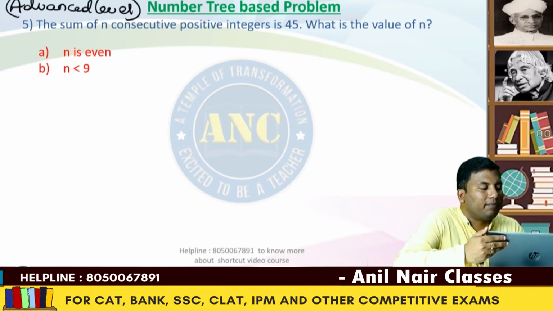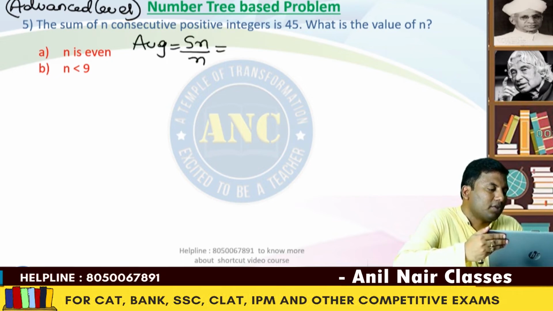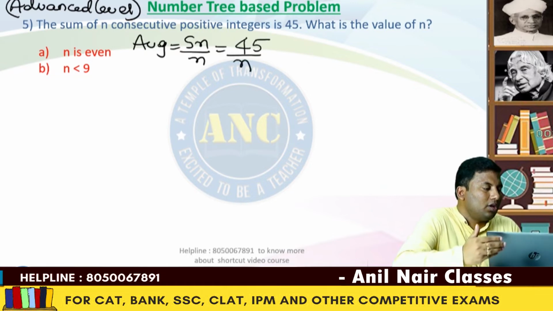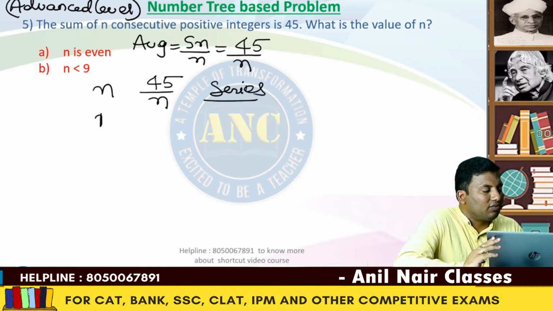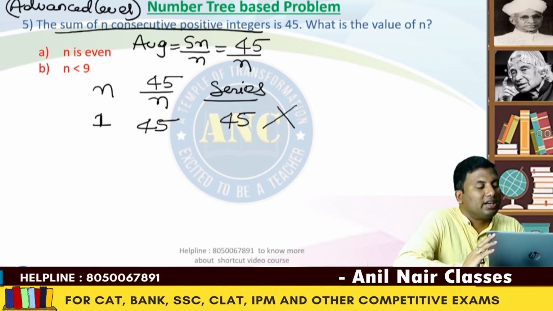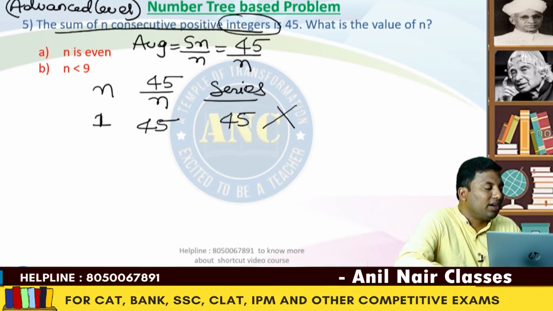Based on number theory, average is nothing but Sn by n. So it is nothing but 45 divided by n. Now let me take 45 by n and take the series. Very easily you will get the series. If n is 1, it is 45. Series is just the number 45. This is not possible. Why? Because it is specified in the question that it is more than 1 positive integers.